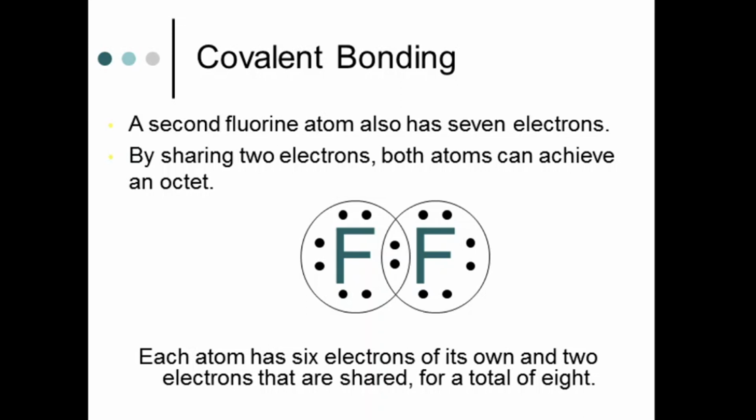So now if we were to count how many valence electrons each fluorine atom has, as we count 1, 2, 3, 4, 5, 6, shared 7, 8. I can also count those two when I'm counting up my valence electrons for the other fluorine. 1, 2, 3, 4, 5, 6, 7, 8. And so now both of my fluorine atoms have 8 valence electrons.